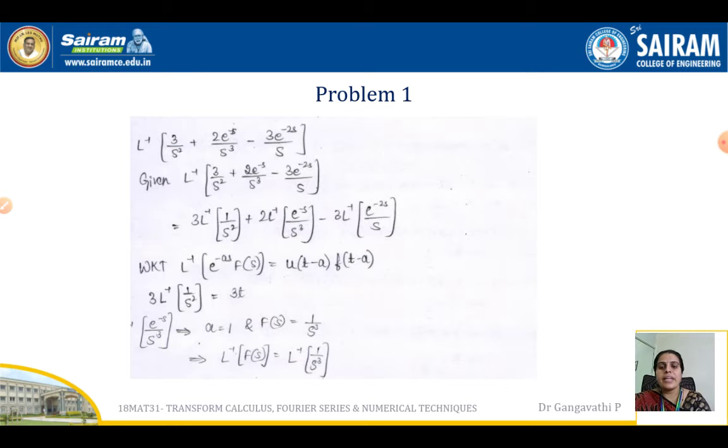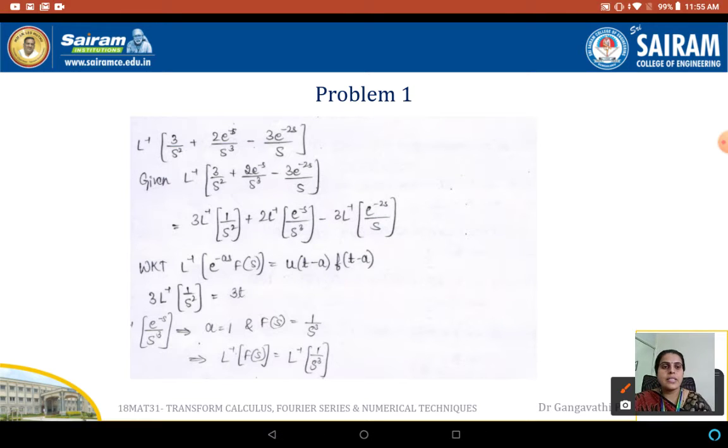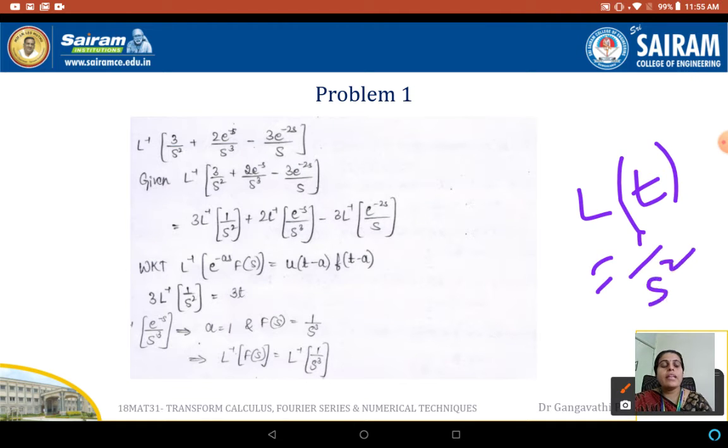We can write it directly, because the Laplace transform of t is 1 divided by s square, which we know. I'll show you here how it is. Laplace transform of t is 1 by s square. So L inverse of 1 by s square should be t. That is multiplied by 3, therefore we have written 3t here.